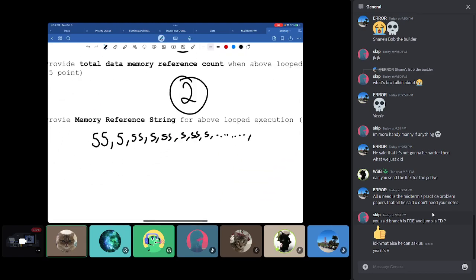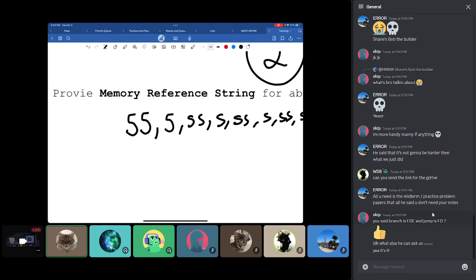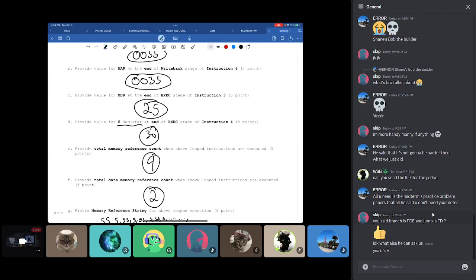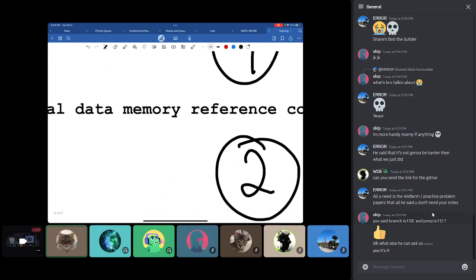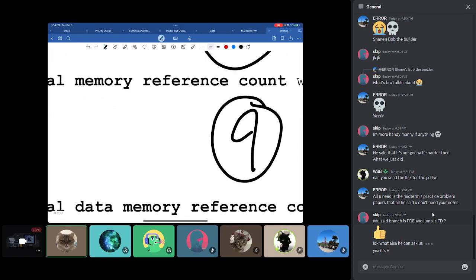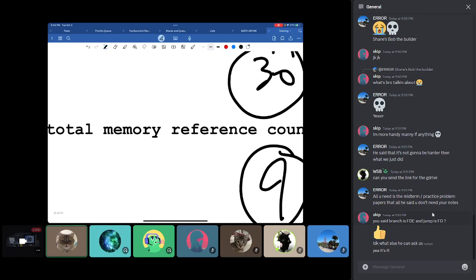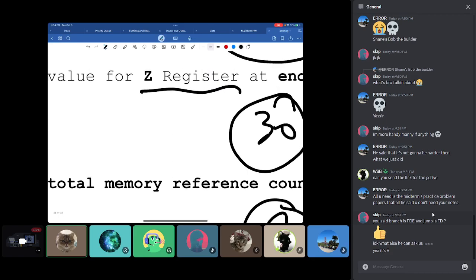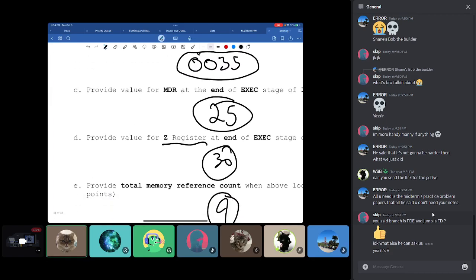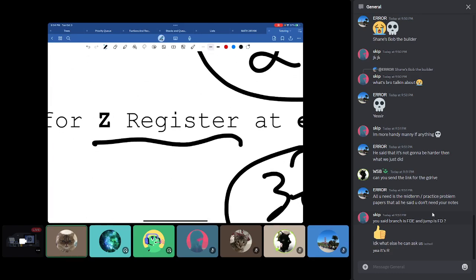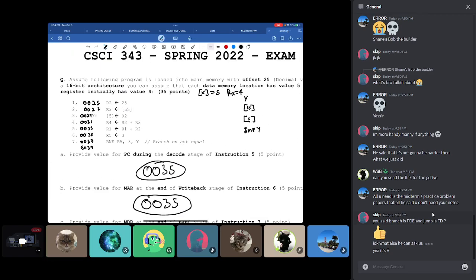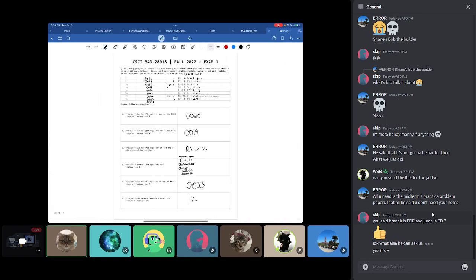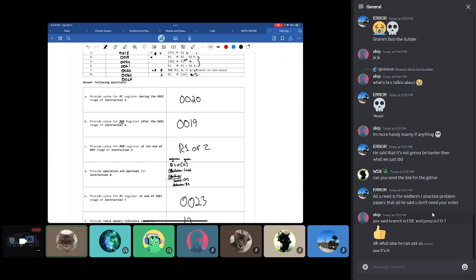I guess write down how to do memory reference string. Data memory reference count is just the amount of load and store instructions. Total memory reference count is the amount of instructions, but 1 extra for load and stores. Write down that Z register does not empty after an R type instruction. Write down that PC always points to the next instruction.